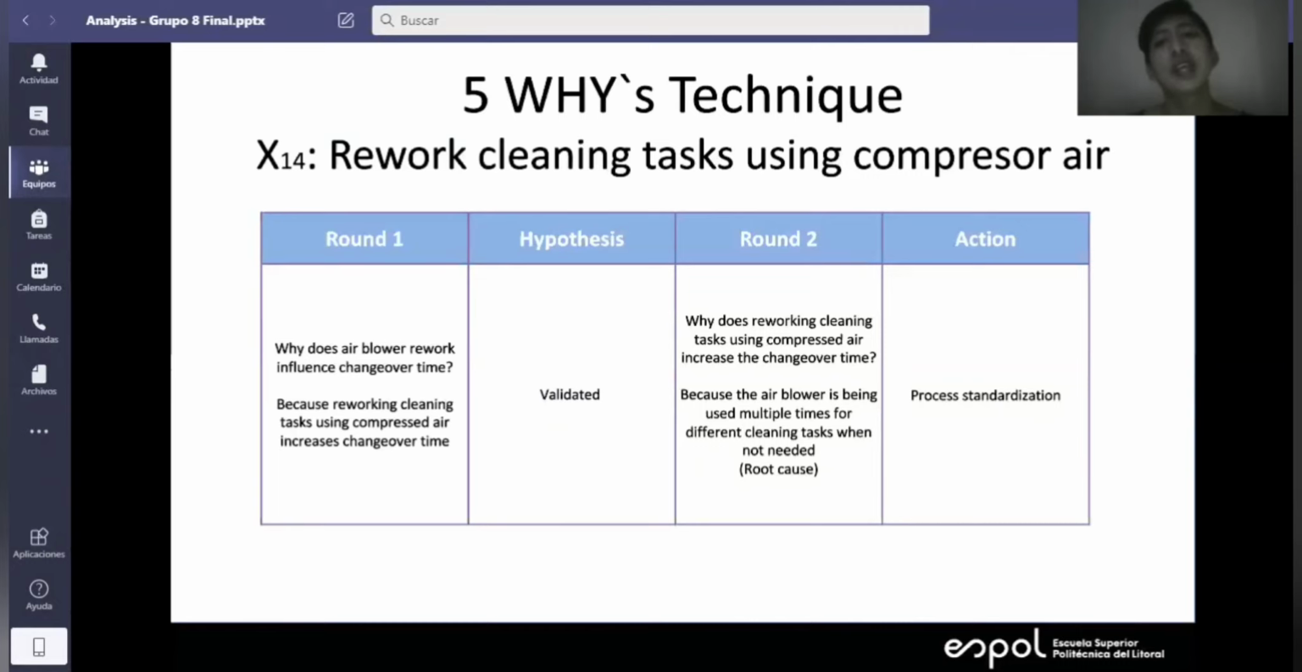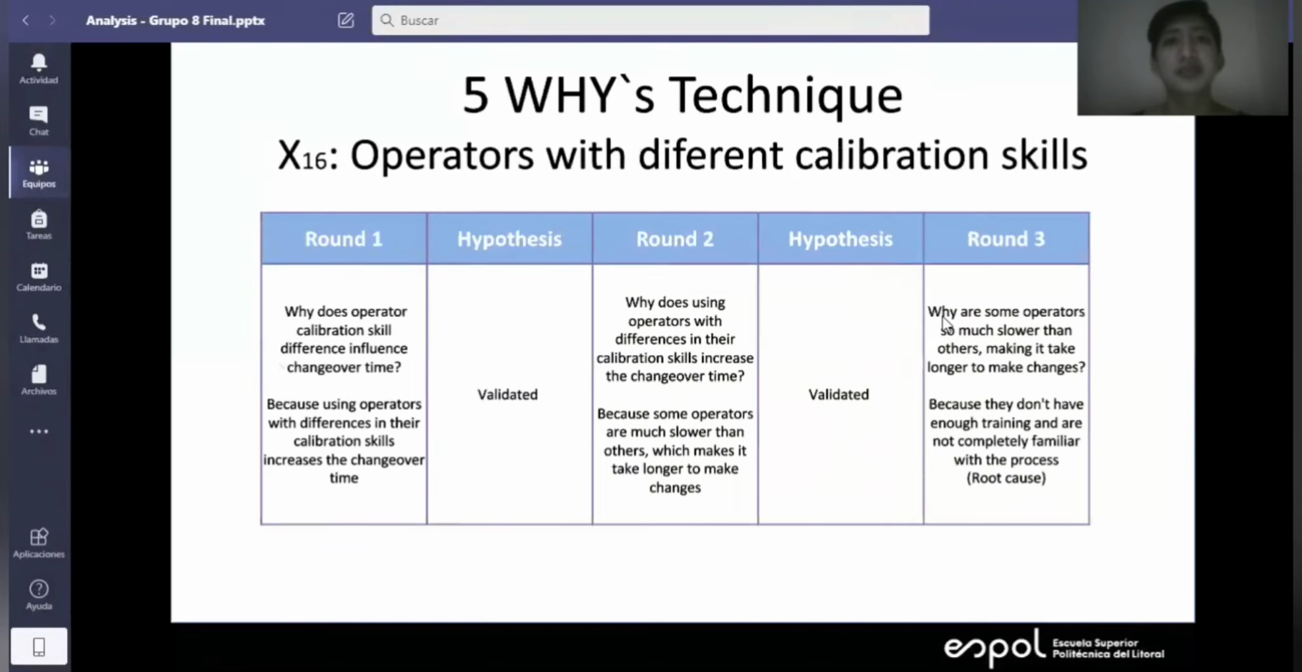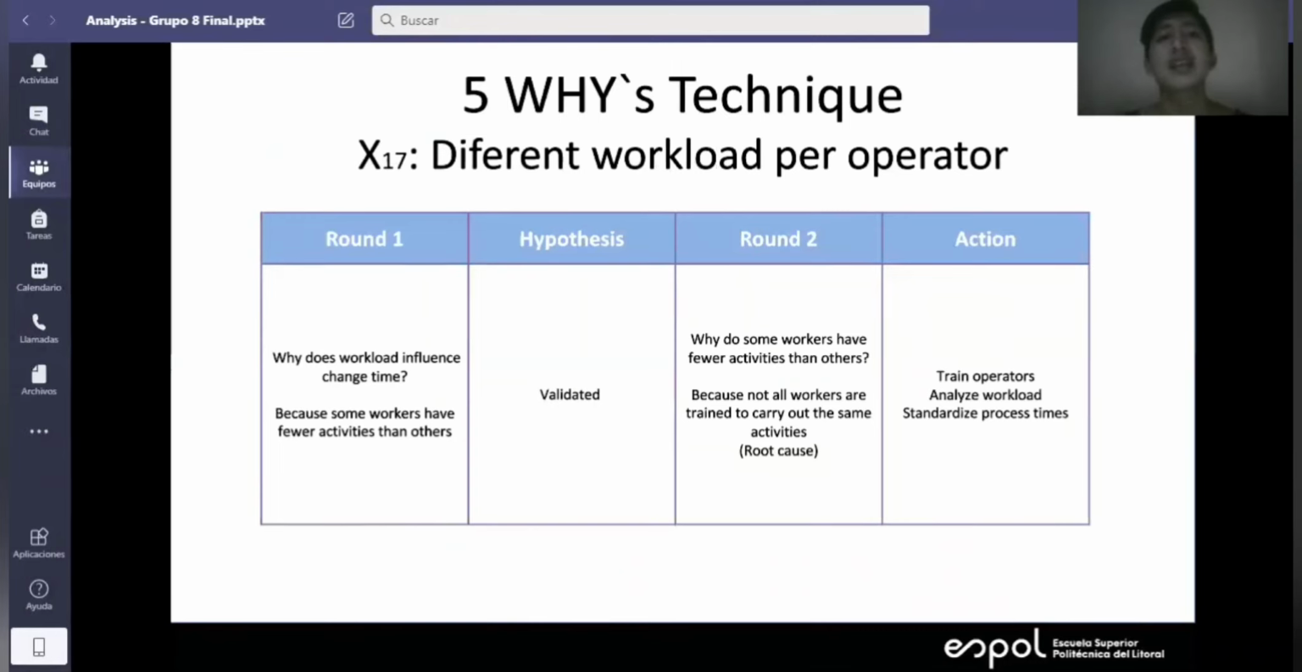So we must standardize the process. The operators have different calibration skills because they don't have enough training and are not completely familiar with the process. The different workload per operator is because not all workers are trained to carry out the same activities.